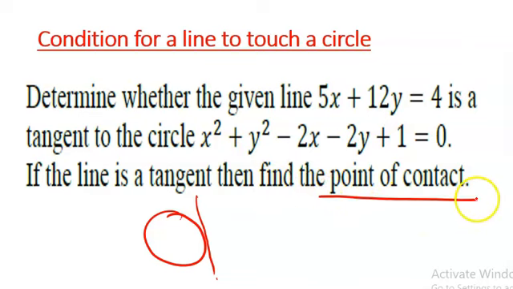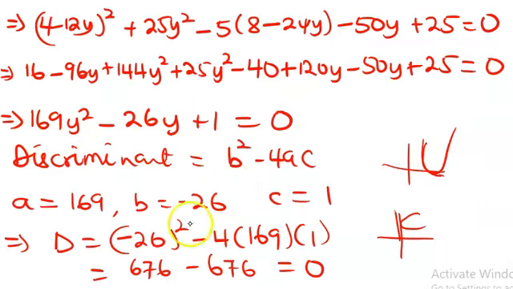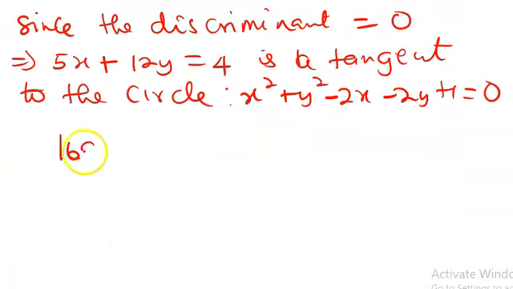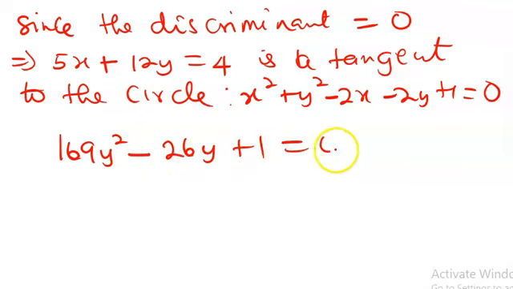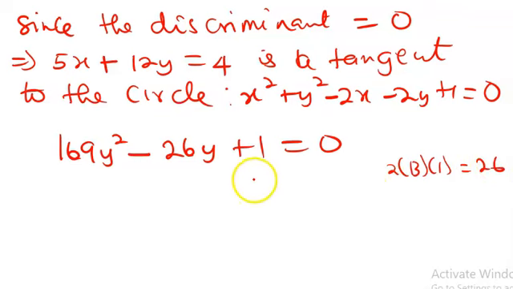Now we were asked to find the point of contact if indeed the line is a tangent. For the point of contact we just have to solve this quadratic equation and get the values. We have 169y squared minus 26y plus 1 is equal to 0. This is a perfect square. Now how do we know that it's a perfect square? The first value here is a perfect square. Square root of 169 is 13, and 1 is also a perfect square. Square root of 1 is 1. Now 2 times 13 times 1 gives 26. So this is how we check whether a quadratic equation is a perfect square or not.